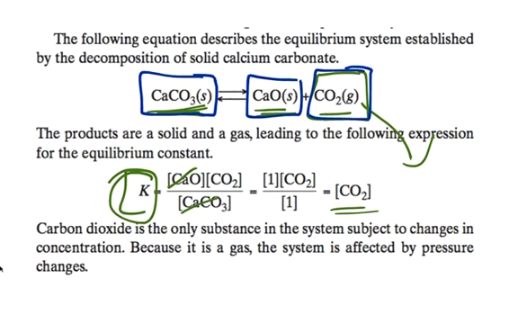So if we increase the pressure on this one, by the way, let's take it as an example. If I increase the pressure on this reaction, what will happen to the equilibrium? Well, because there's only one gas in it, that's the only thing it's going to affect. So it's going to put stress on the CO2, and my equilibrium will shift back towards the reactant side, and we'll have a decreased concentration of CO2.